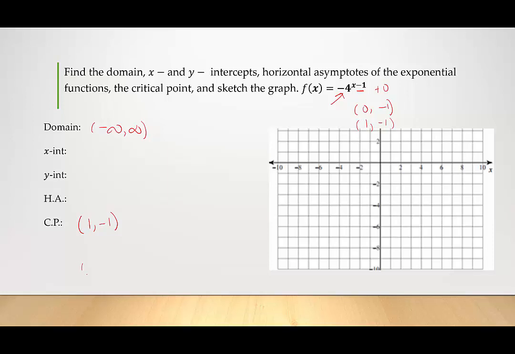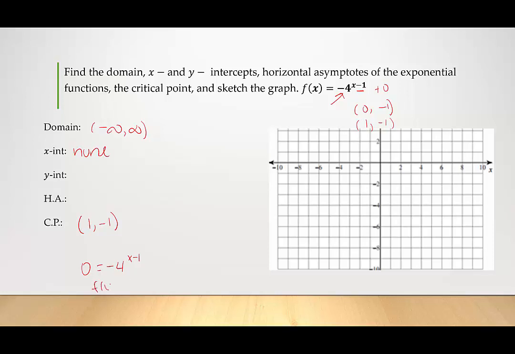If we have 0 equals -4 to the x minus 1, well, can we raise 4 to a power and the result is 0? No, we can't. So there's no x-intercept. Okay. Y-intercept, we would plug in 0 for x.